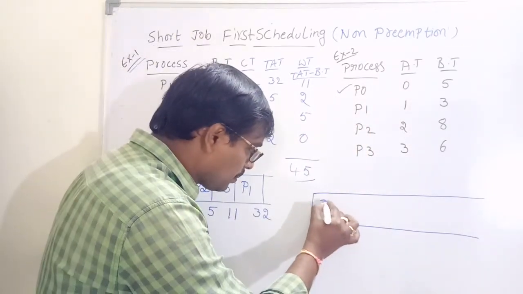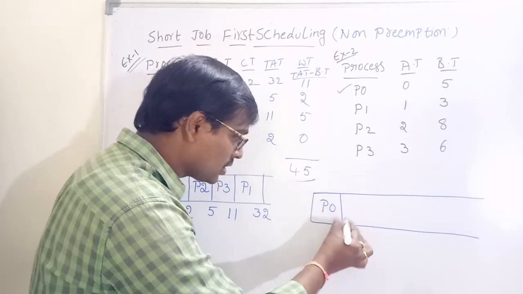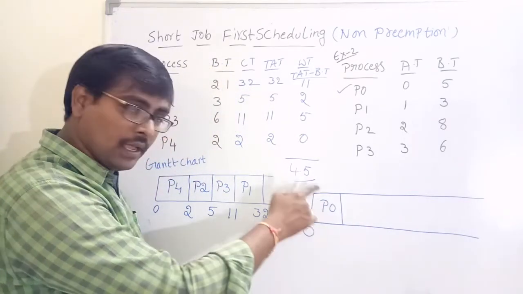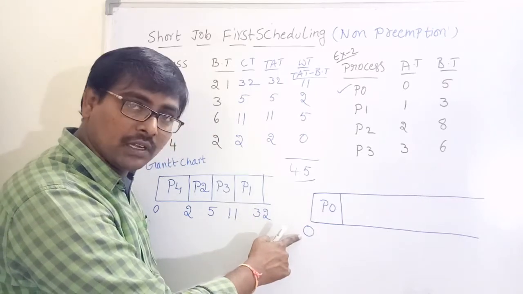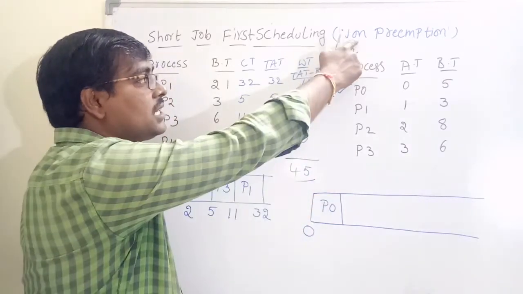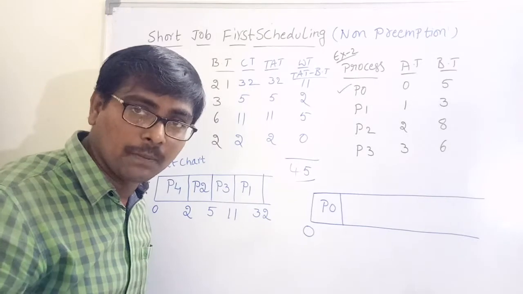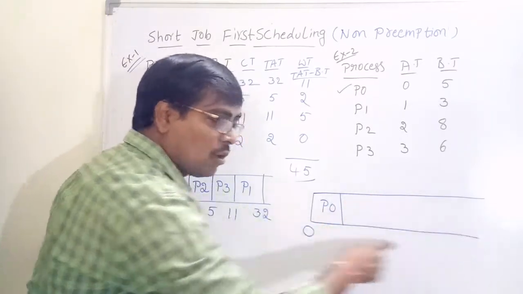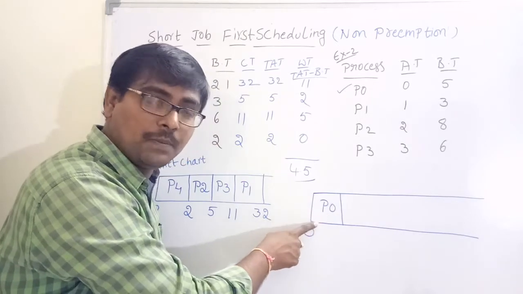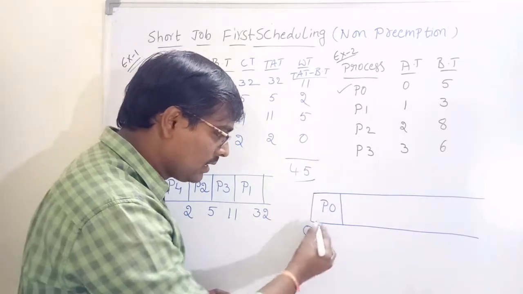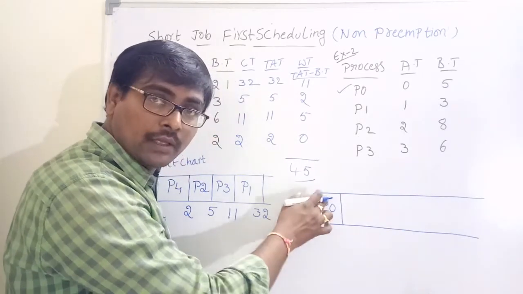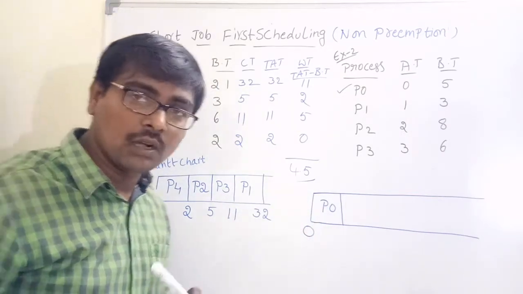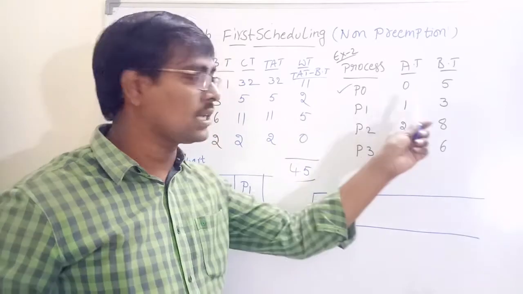So process P0 entered into the system at arrival time 0, and this is the non-preemption. What do you mean by non-preemption? Once we are allocating the CPU, this box represents allocation of CPU. Once we are allocating the CPU, the process is not removed from the CPU until its completion.